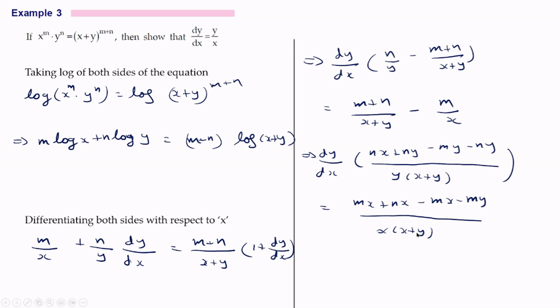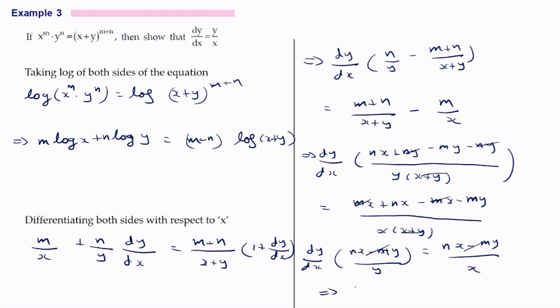So here x plus y and x plus y will get cancelled. Here plus ny minus ny will go and plus mx minus mx will go. So we get dy by dx as (nx minus my) by y, this is equal to (nx minus my) by x. So these two will again get cancelled. So from this we get dy by dx equal to y by x. So this is what we have to show here, dy by dx equal to y by x. Hence proved.